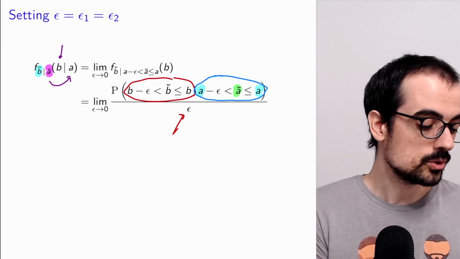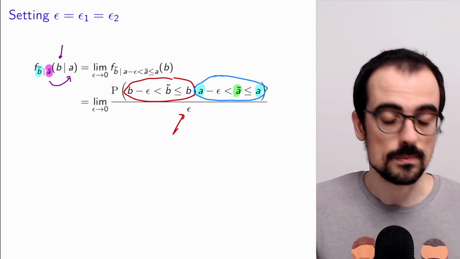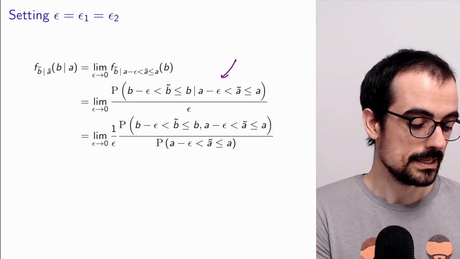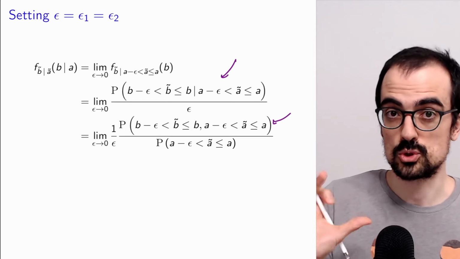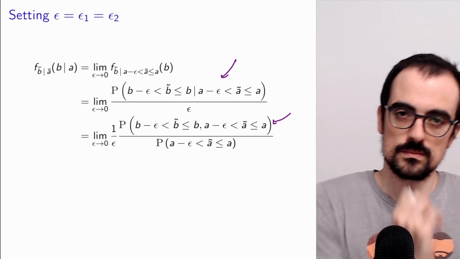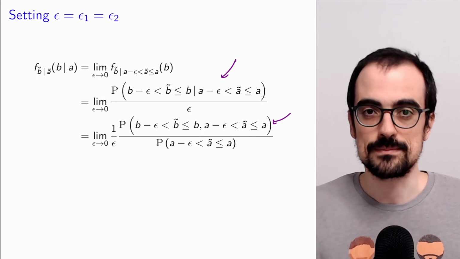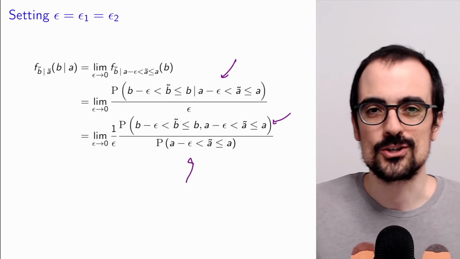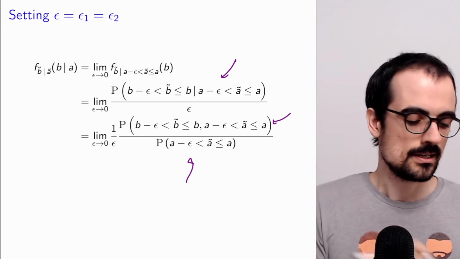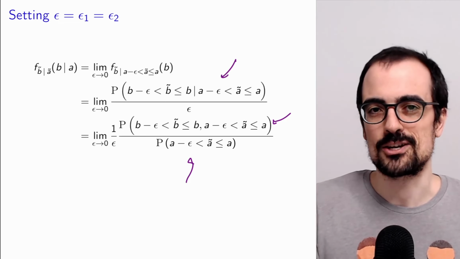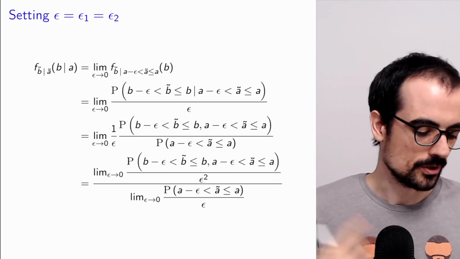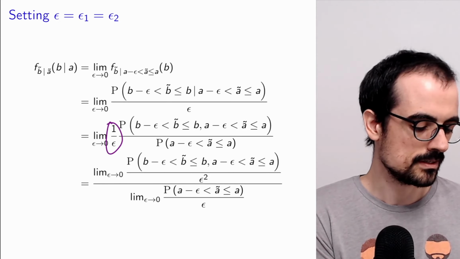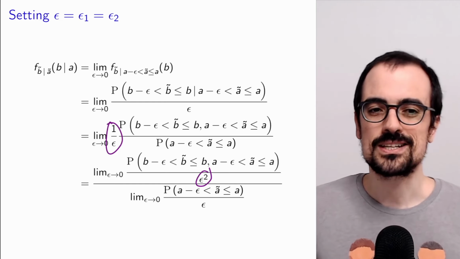All right, so now what are we going to do? We're going to apply the definition of conditional probability. What's this conditional probability? It's just the probability of the intersection of those two events, so B is in its interval and A is in its interval at the same time, divided by the event that we're conditioning on. And now we're going to divide by epsilon up and down in order to take the limit and obtain some densities. Here we already had a 1 over epsilon, so we have epsilon squared here. And what did we obtain?